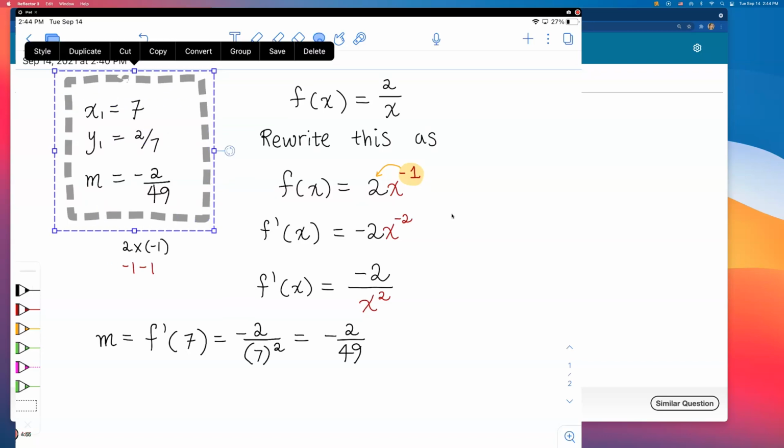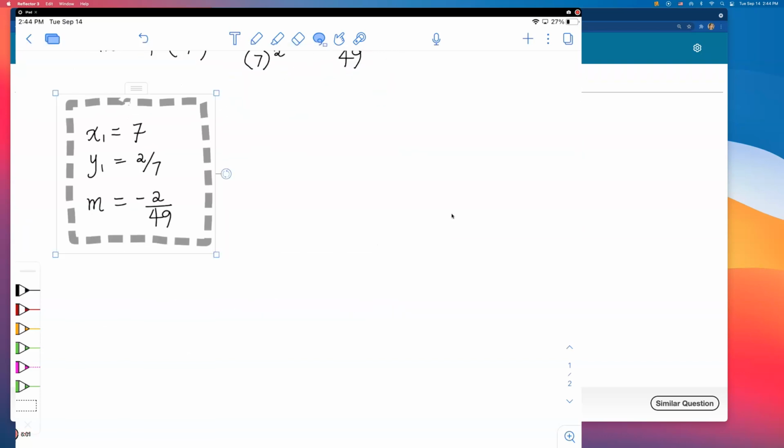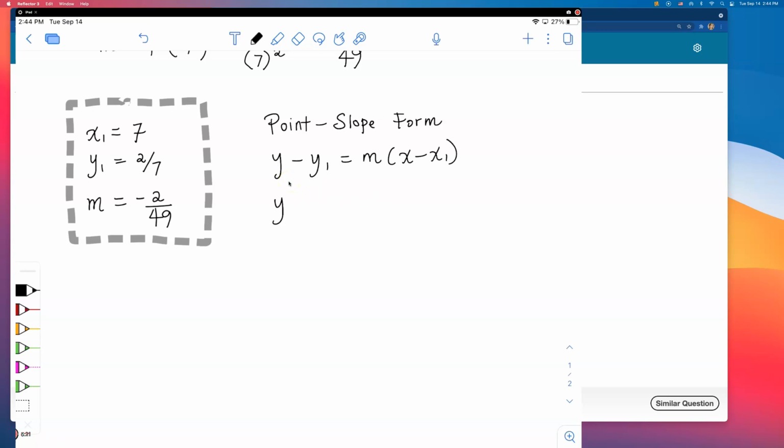Let me go ahead and just copy this down here. And I will write the equation now, okay? I have point slope form. That's what I like to do. Point slope form, which is y minus y1 equals m times x minus x1. Let's plug in everything we have. Y minus, what's the y value? 2 over 7 equals, what's the slope? Negative 2 over 49. Parenthesis, x minus the x value of 7.